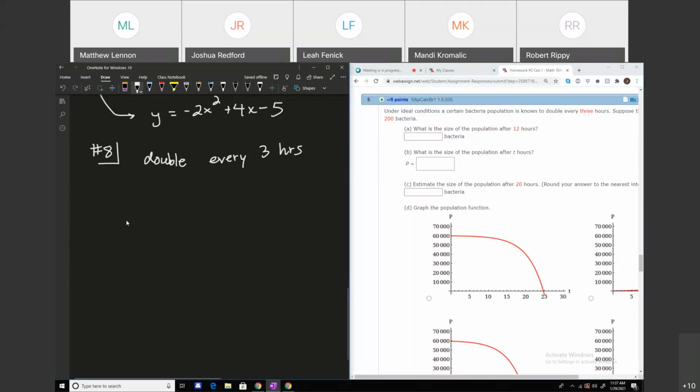You can kind of just think of it like so: we start at 200 at hour 0, let's say. So after 3 hours, it would double and be 400. After 6 hours, it would double again, be 800. After 9 hours, it would double and be 1600. And then after our 12 hours, it would have doubled one more time and been 3200.